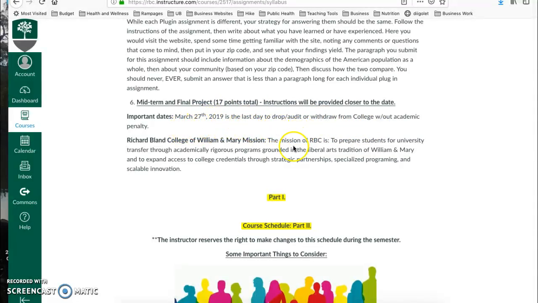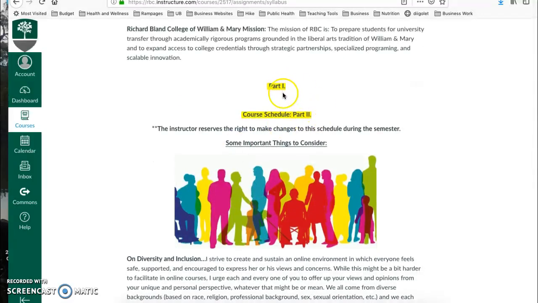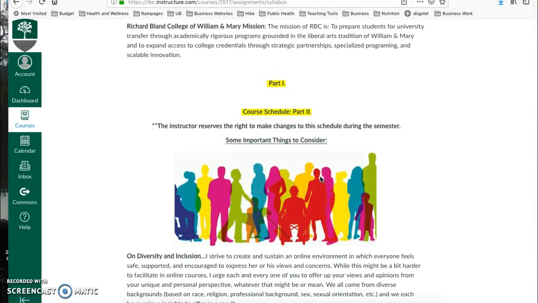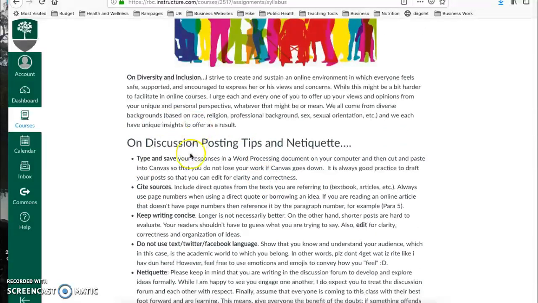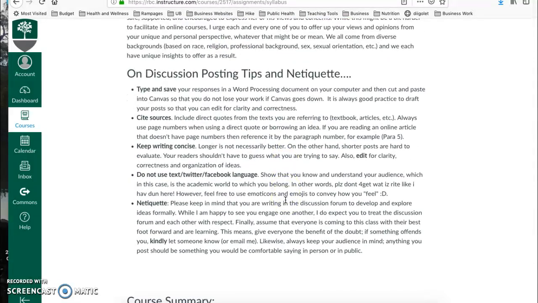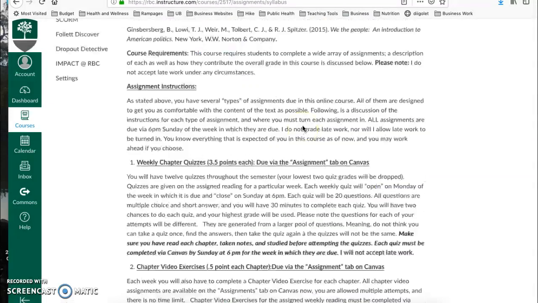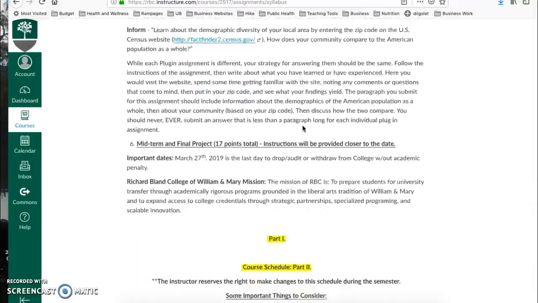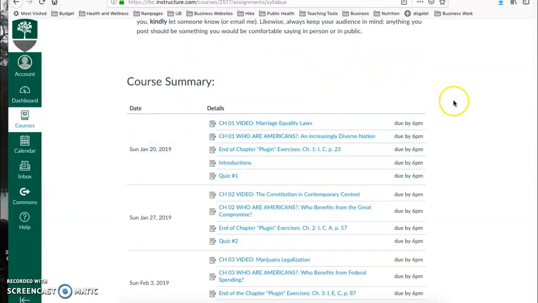The 27th is the last day to withdraw without the F. I will be posting a syllabus on here very shortly, so by the time you view this, I will probably have it up there. Then we have, and this is very important, the discussion board posting tips and netiquette. So please read through this. Before you post things to the assignment tab or the discussion board, it's always a good idea to put that information in a Word document so you can check it for spelling and grammatical errors. And then down here, at the bottom of the course syllabus sheet, is something helpful to view so you can see when things are due.